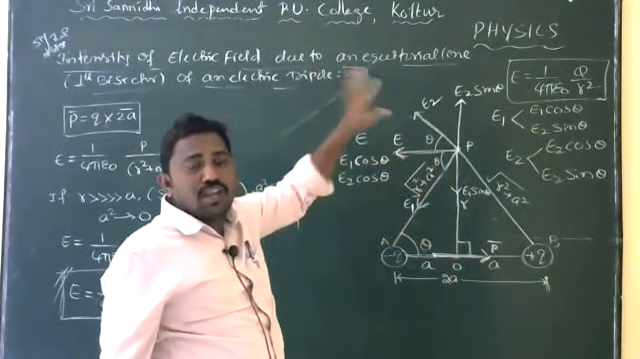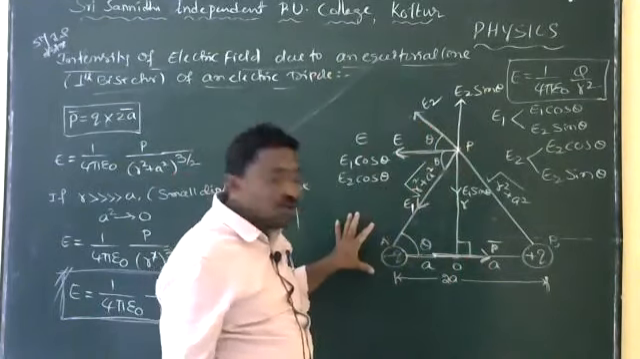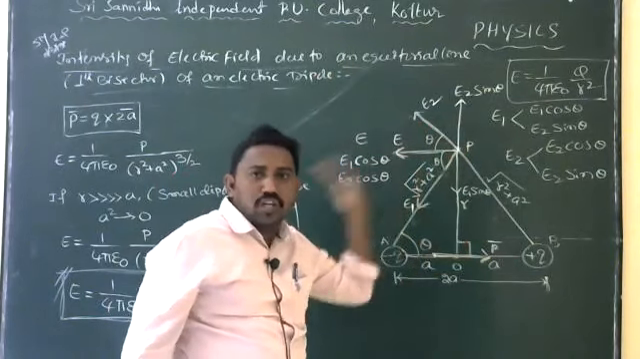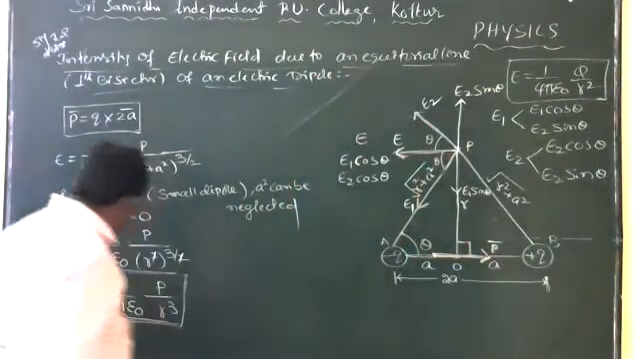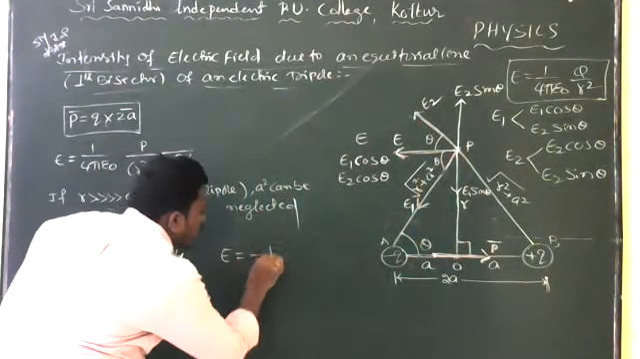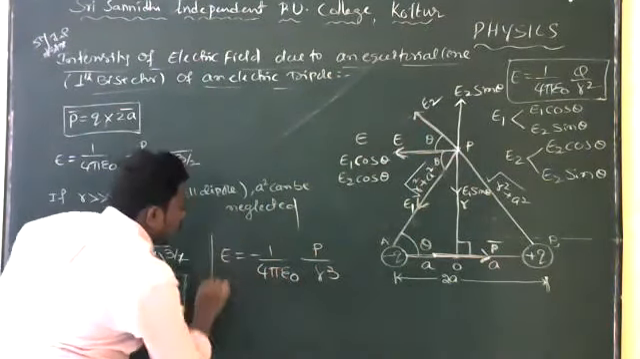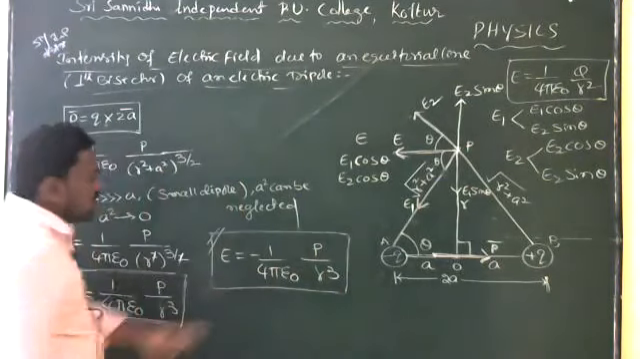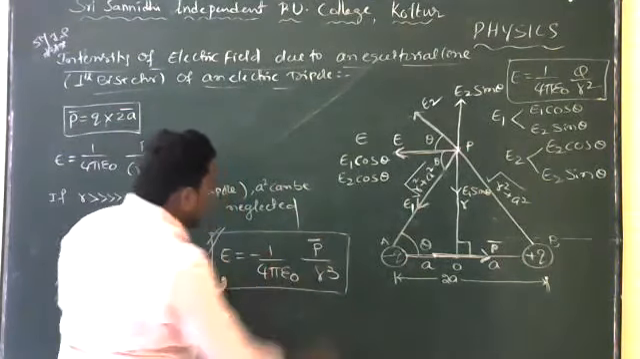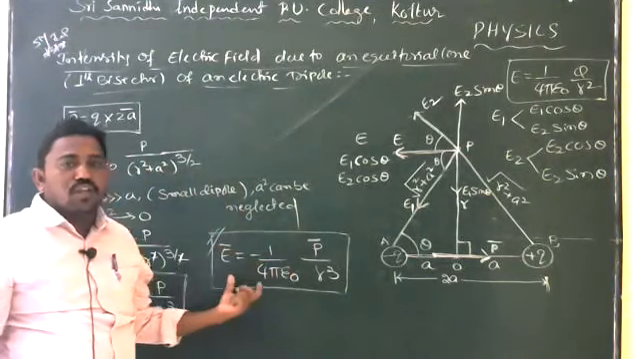On the axial line, the resultant electric field and the dipole moment are in the same direction. But on the equatorial line, the dipole moment direction is negative to positive and the resultant is positive to negative. So the final equation can also be written as E is equal to minus 1 by 4 pi epsilon naught P divided by R cube. The negative sign indicates that the intensity of the electric field is in the opposite direction of the dipole moment.